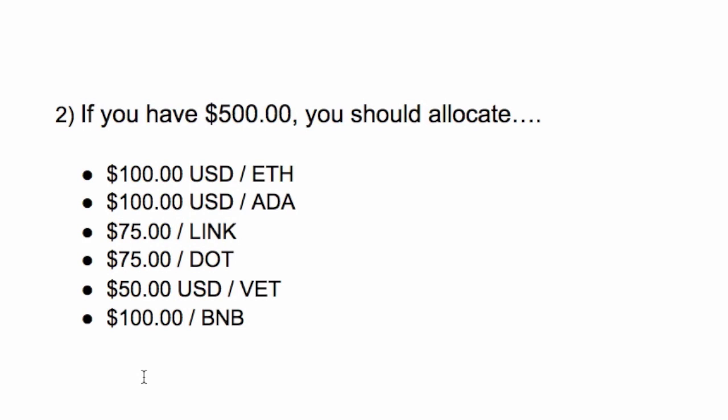What if you have $500? Well, you would allocate that a little differently. 100 in ETH, 100 in Cardano, 75 in Chainlink, 75 in Polkadot, 50 in VeChain, and 100 in BNB.